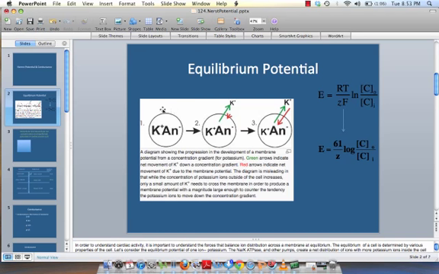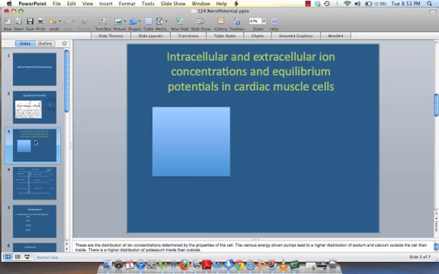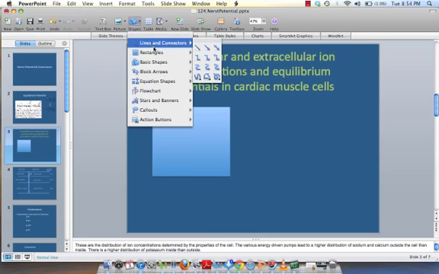In this example that we looked at, we stated that there was a lot of positive ions inside the cell compared to positive ions outside the cell. But how did the cell get here in the first place? In order to understand that, we need to understand the sodium-potassium ATPase pump.